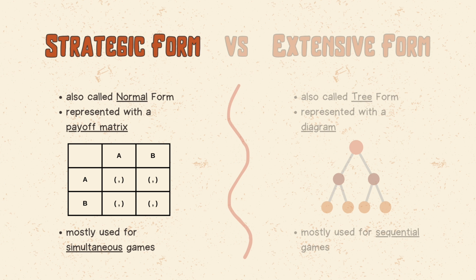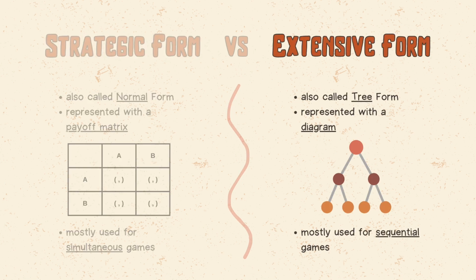The strategic form, also known as the normal form, is a way of representing a game using a payoff matrix. The strategic form is mostly used to describe simultaneous games, where the players choose their strategies at the same time, without knowing what the other players are doing. The extensive form, also known as the tree form, is a way of representing games in game theory using a diagram or a graph. The extensive form is usually used to describe sequential games, where the players make their choices one after another, knowing what the previous players have done.